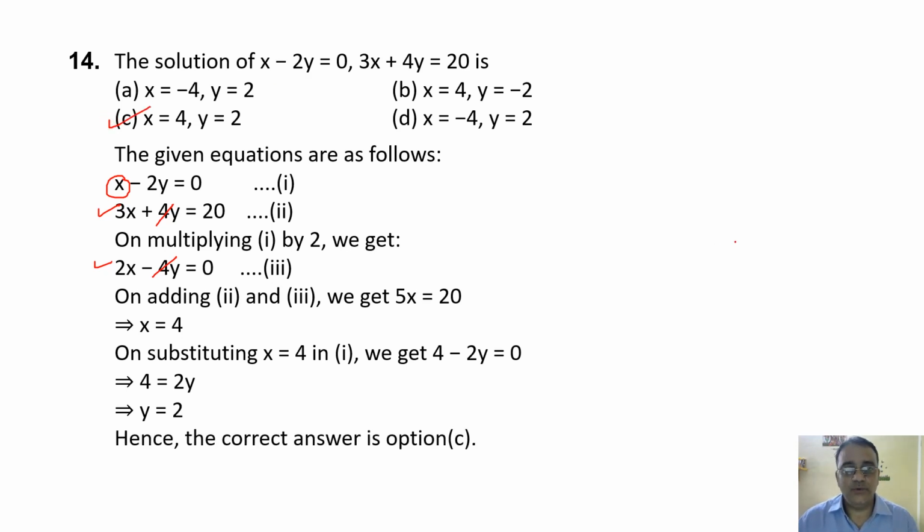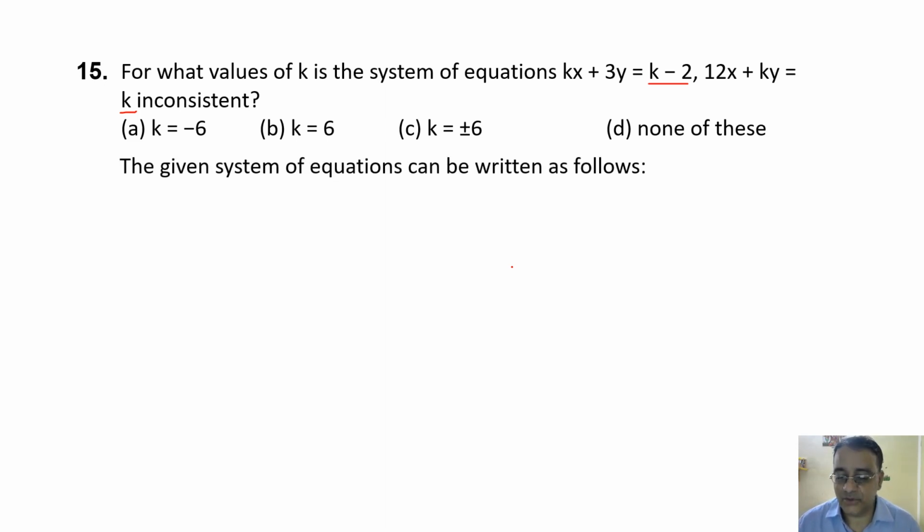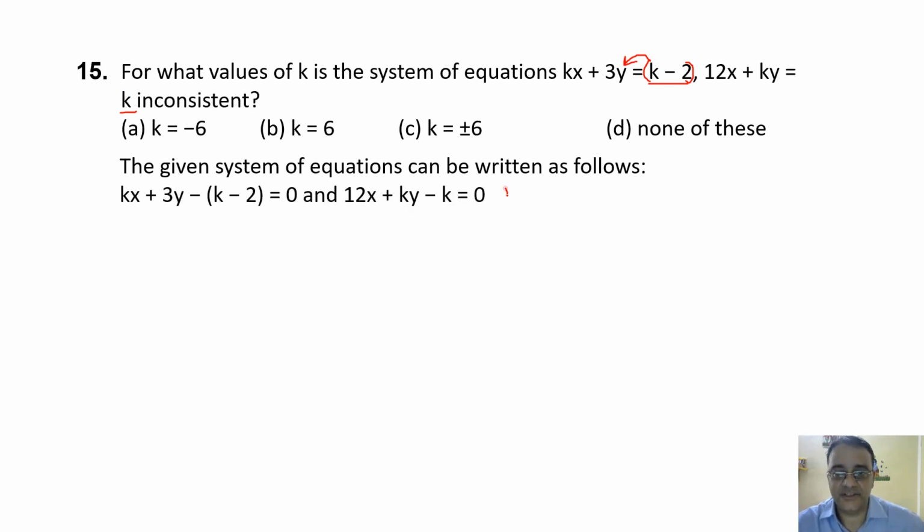Okay, so now we are moving toward question number 15. For what values of k is the system of equations kx plus 3y is equal to k minus 2, 12x plus ky is equal to k inconsistent? Okay, so inconsistent means no solution. So the given equations are, what we will do, we will write in the standard form, ax plus by plus c is equal to 0. So we will shift this whole term to this side. Similarly, k we will shift to this side. So we will get this equation. This is clear to all of you?